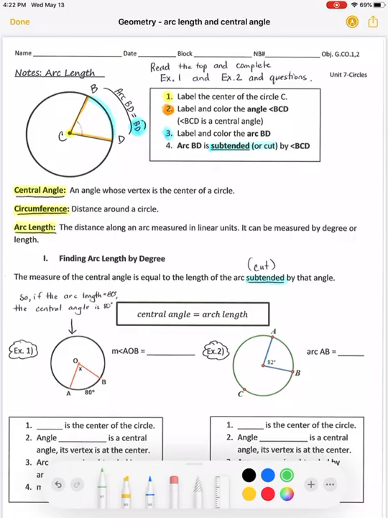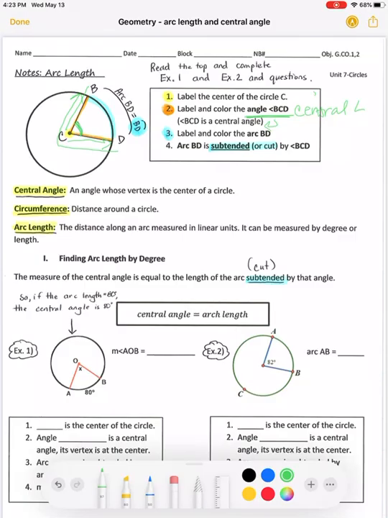The central angle is this angle right here. It is named literally just like we name every other angle, so it is angle BCD, or, depending on which way you like to go, DCB. Either way. As you'll see right here, it tells you to label and color angle BCD. That is your central angle. It even tells you that right there.